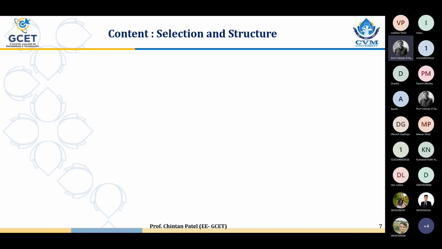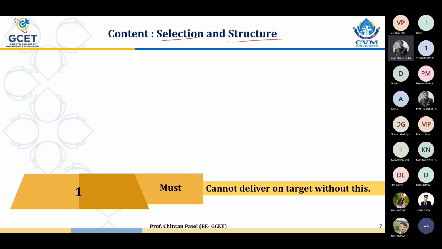Now, when we say presentation, the most important thing is content selection and structure of your presentation. So there is a standard structure for each kind of presentation. Here, there are 4 types of contents that you can add in your presentation. The first content is must. You must add this content in your slide. For example, you are talking about some algorithm or some process. In that case, you have to provide the flow chart. You have to put the diagram of the flow chart in the presentation.